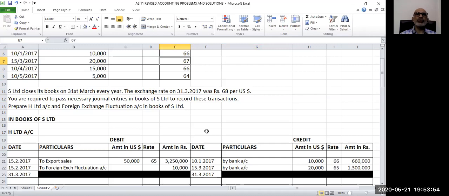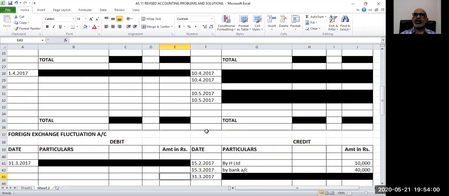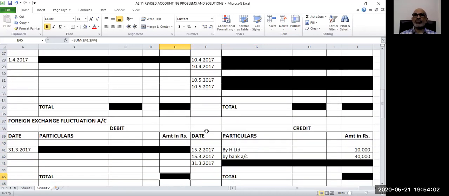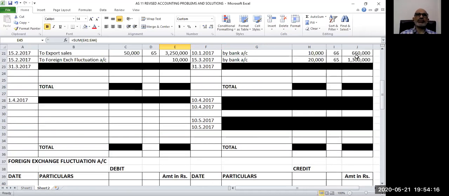So due to this 67 rupees per dollar, we have accounted for a gain of 2 rupees per dollar, aggregating to 40,000 rupees. So the entry will be bank account debit to H limited to foreign exchange fluctuation account. Exchange fluctuation gain is 40,000 and 13 lakhs is credited to H limited's account. Now we are at the end of the year. There are no further payments in this year. Remaining payments have gone to the next year.